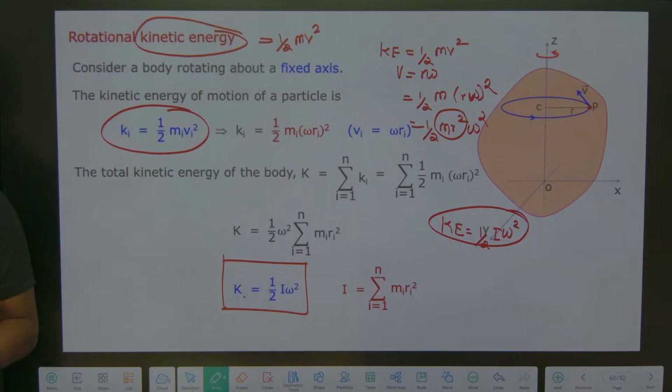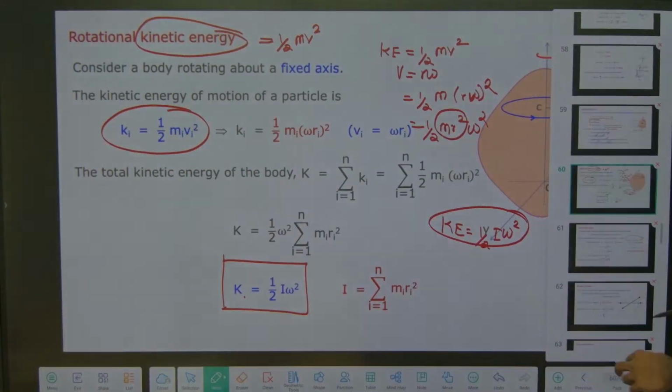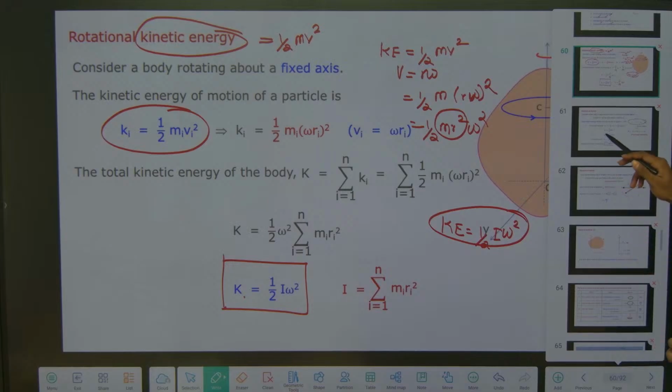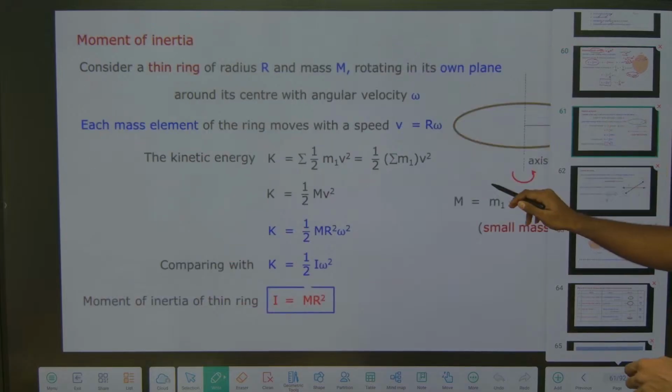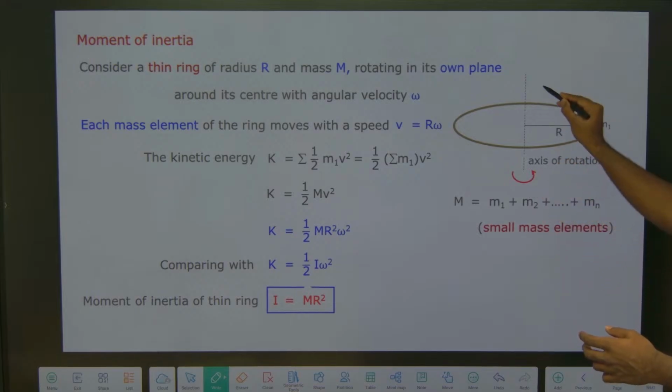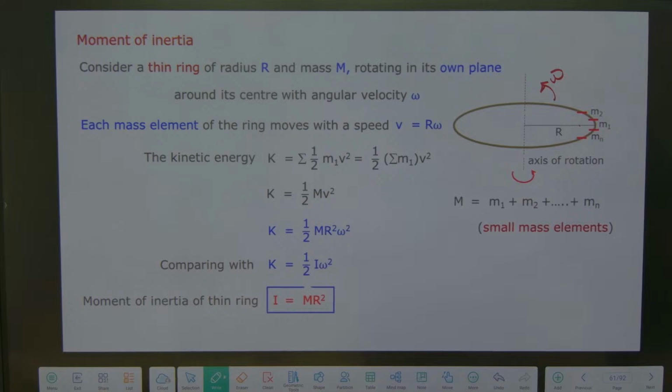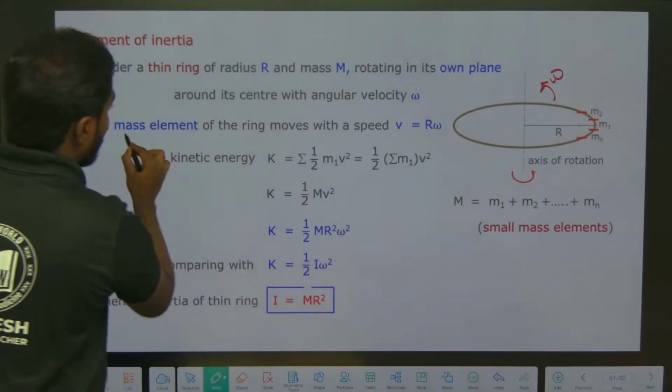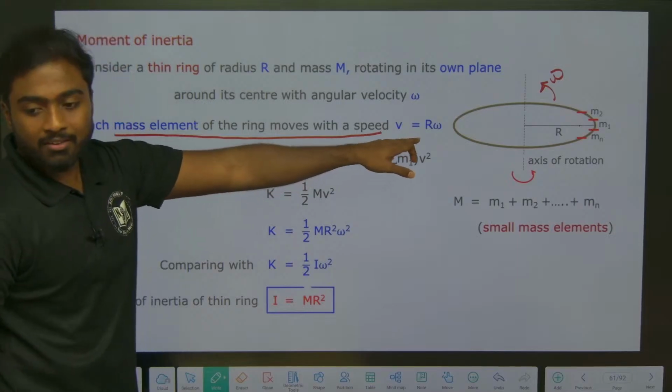Done. And we go for the next one. Completed? Okay. So moment of inertia for the thin ring. Consider a ring of radius r and mass m rotating in its own plane around its center with an angular velocity omega. Each mass element of the ring moves with a speed v equal to r omega.